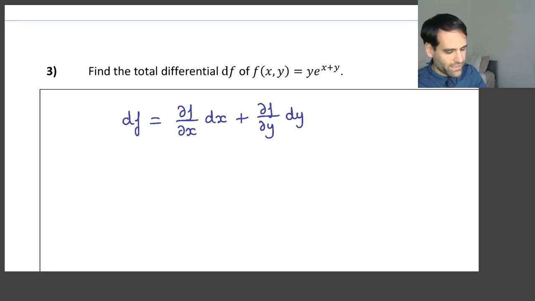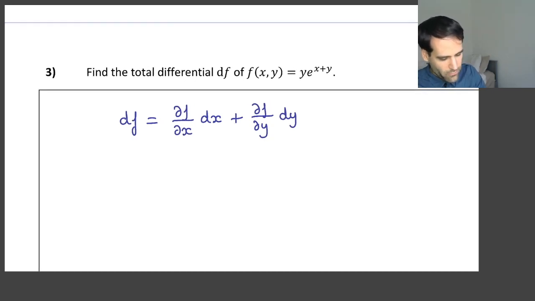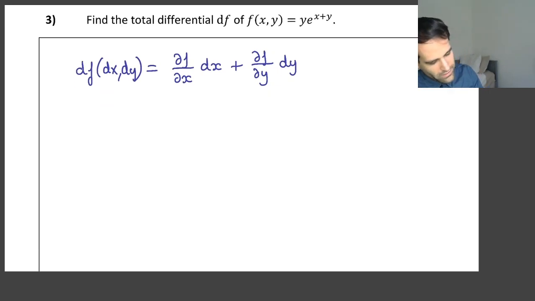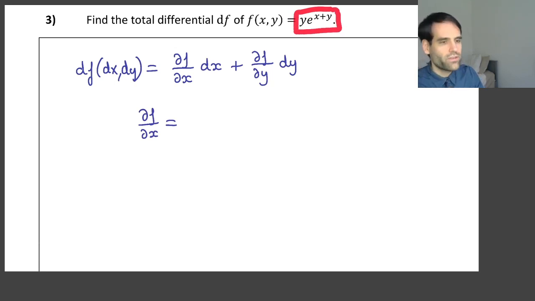Okay, and dx and dy are left as unknown variables, meaning that our total differential df will be a function of dx and dy. Okay, so in order to calculate this, we first have to calculate the two partial differentials. So partial of f with respect to x. So we have to do the partial differentiation of this with respect to x.